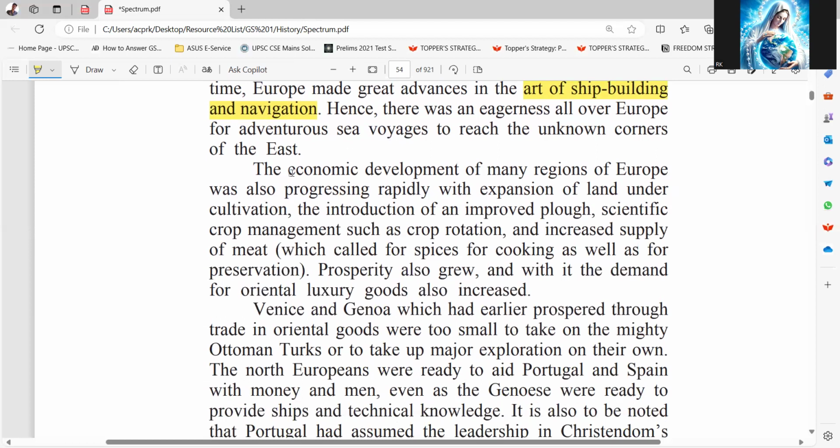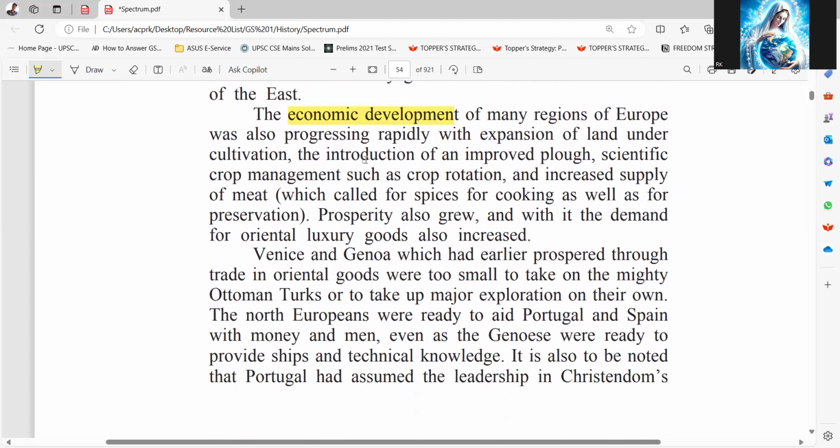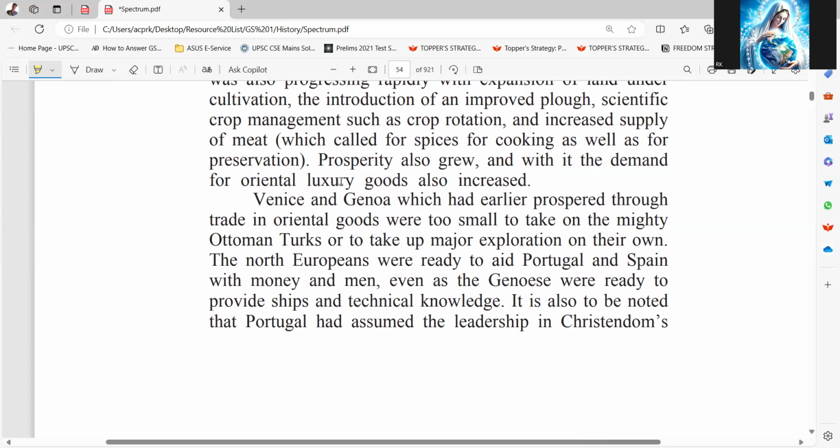The economic development of many regions of Europe was also progressing rapidly with the expansion of land under cultivation, the introduction of improved plow, scientific crop management such as crop rotation, and increased supply of meat, which called for spices for cooking as well as for preservation. Prosperity also grew, and with it, the demand for Oriental luxury goods also increased.